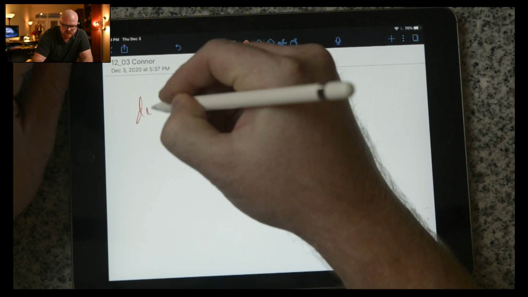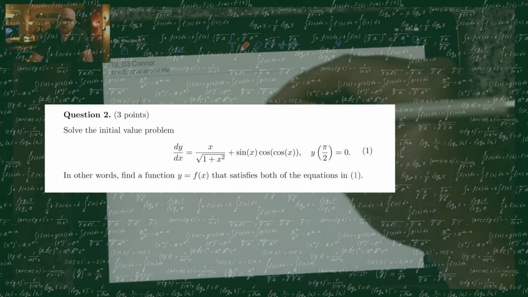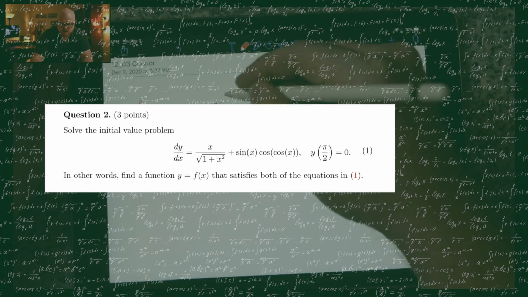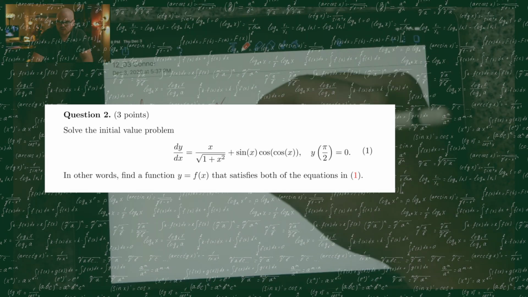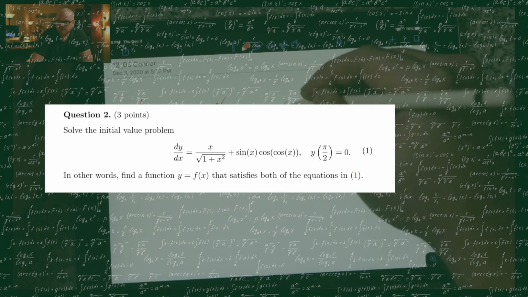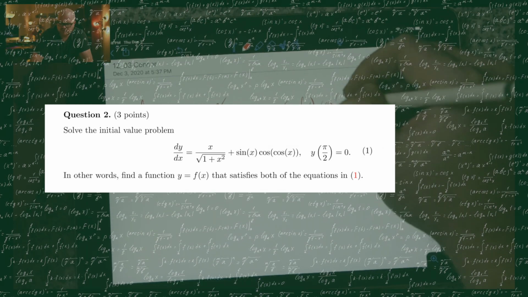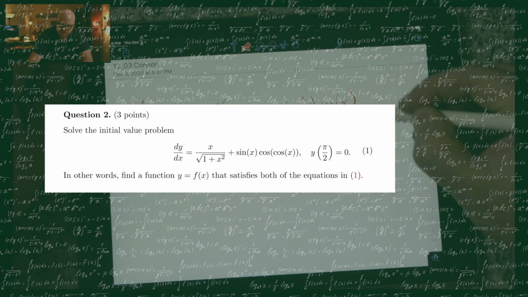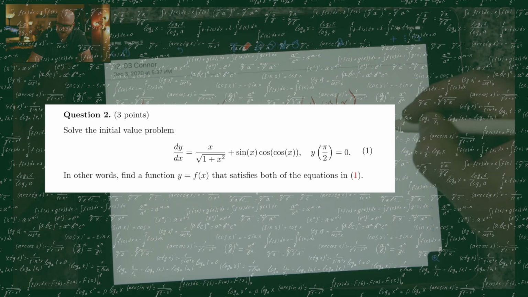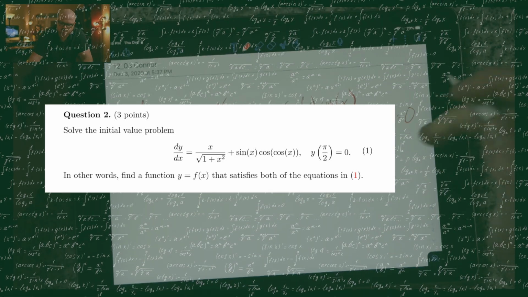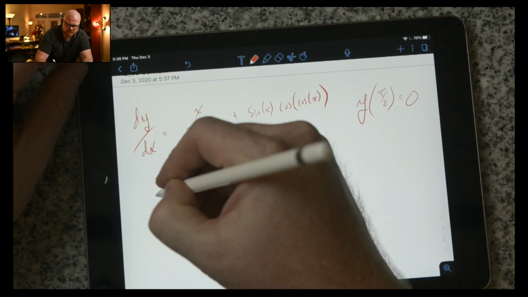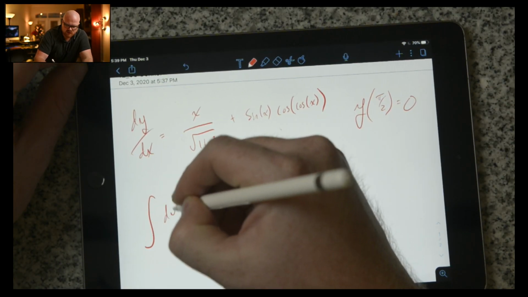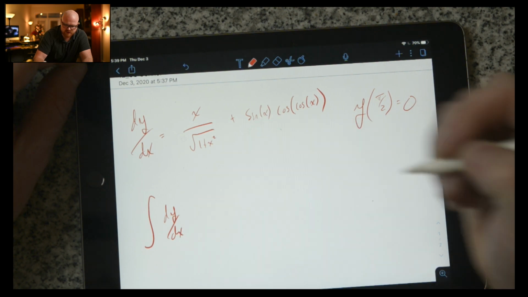So they tell me that dy/dx is equal to x over the square root of 1 plus x squared, plus sine x cosine x. And then they also tell me my initial condition is y of pi over 2 is equal to 0. Okay, so we need to integrate dy/dx. I'm going to write it as two integrals.